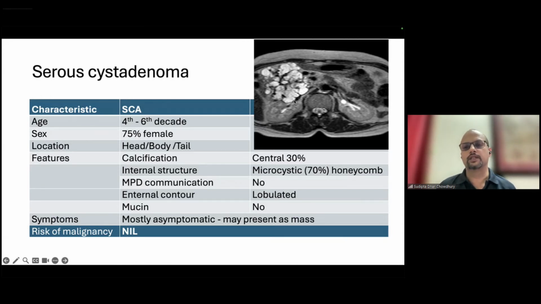The external contour, as I discussed earlier, is lobulated, as you can see in this case itself. They do not contain mucin. Most of them are usually asymptomatic and may present with a mass lesion, and the risk of malignancy in this group is nil.